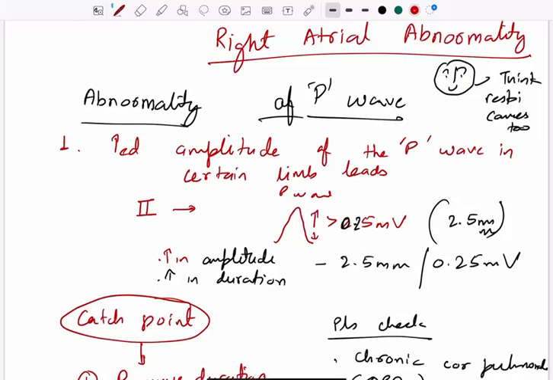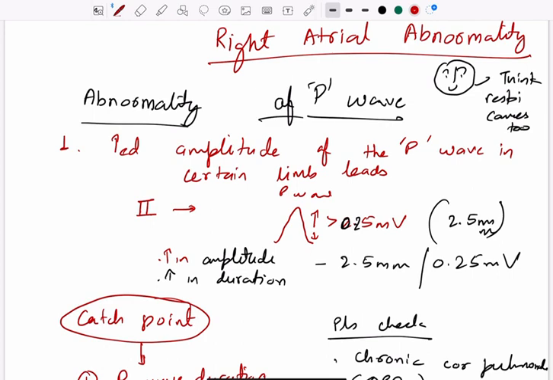So good afternoon guys. We will continue our module of ECG concepts, P wave. We have already covered the basic things we have to see in P wave, and in left atrial abnormalities, what the findings are. Today we will cover the remaining one, right atrial abnormality.